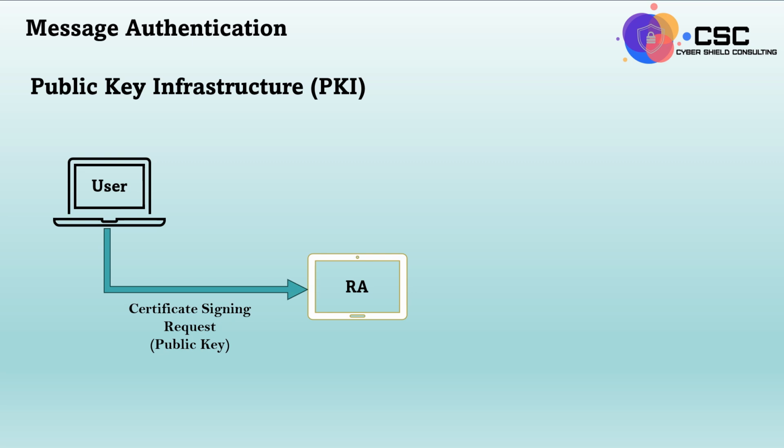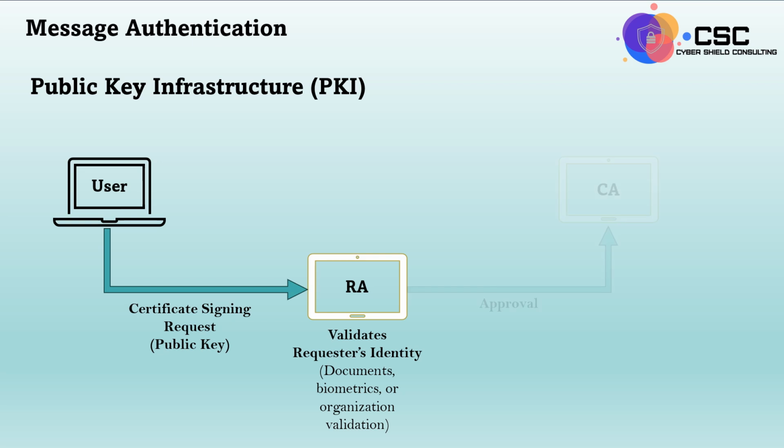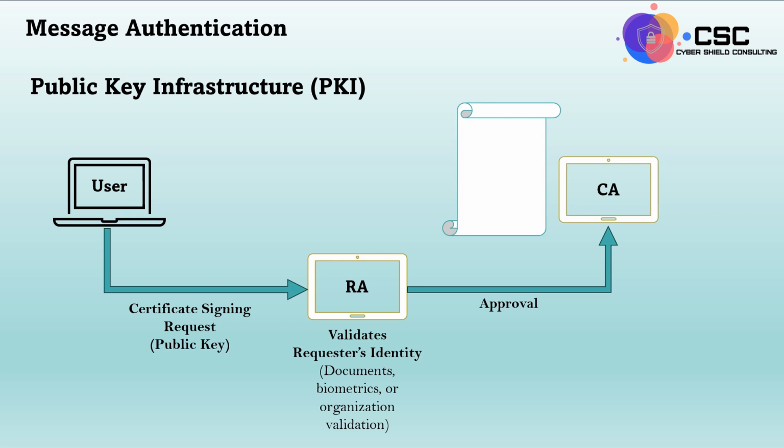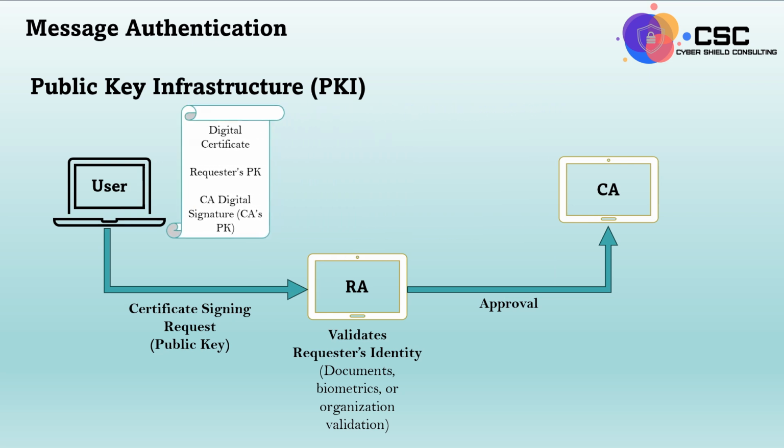Then, the RA verifies the identity. The RA validates the requester's identity using appropriate methods, such as documents, biometrics, or organization validation. Once the identity is confirmed, the RA forwards the approval to the certificate authority, the CA. The certificate authority issues the certificate. So what the CA will do is generate the digital certificate, binding the user's identity to their public key. The CA then digitally signs the certificate using its private key to ensure authenticity and integrity. Then the CA delivers the certificate to the user.